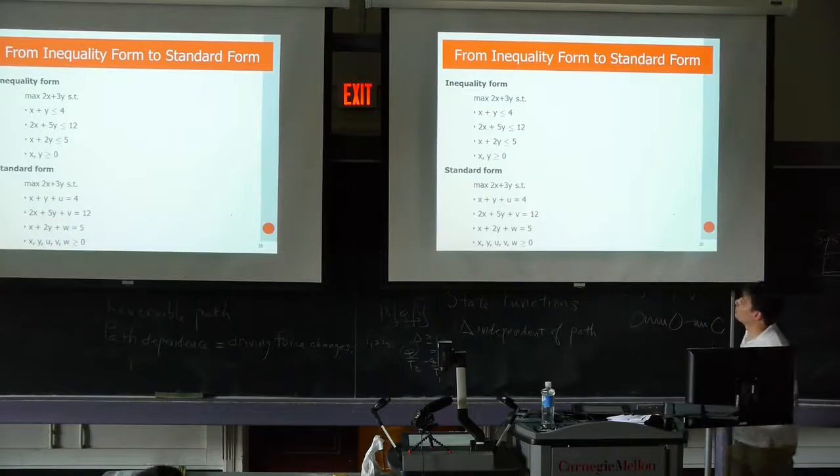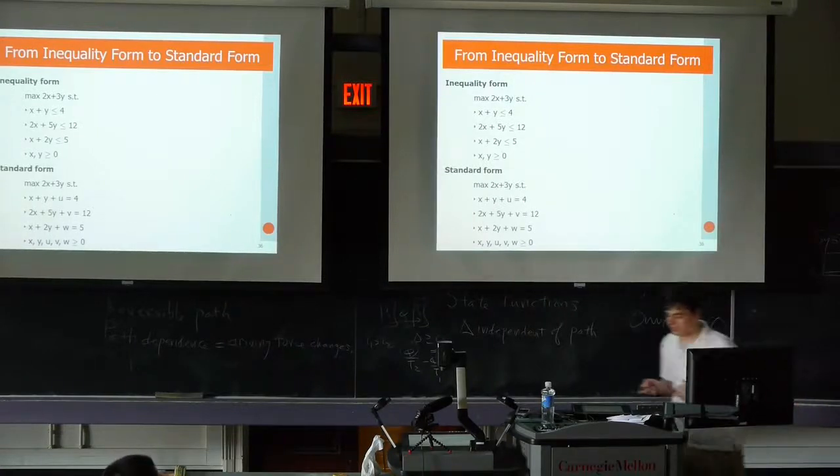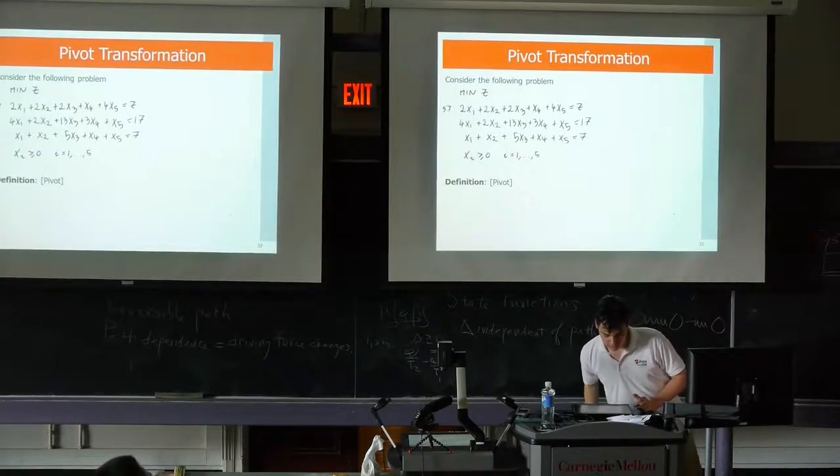So if we have a system in inequality form, it's just an example, and I want to rewrite this into standard form, then we can use those steps, the slack variables, and we got what we needed. Let me skip just this.